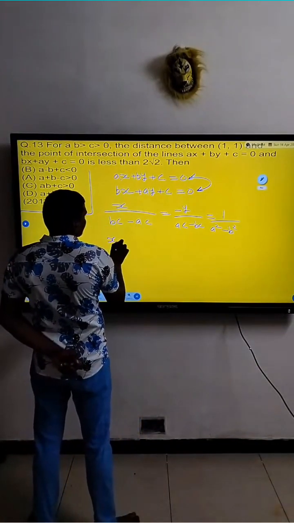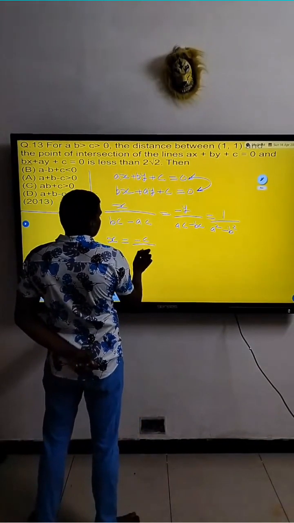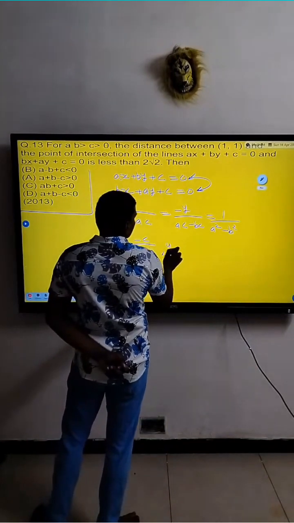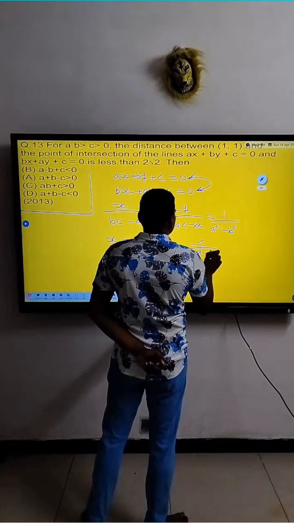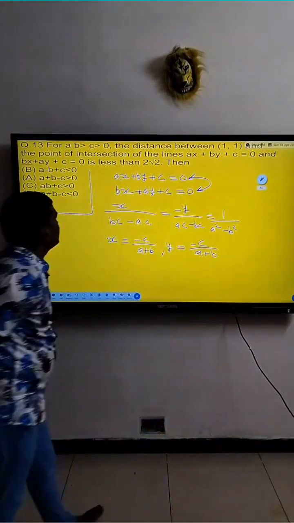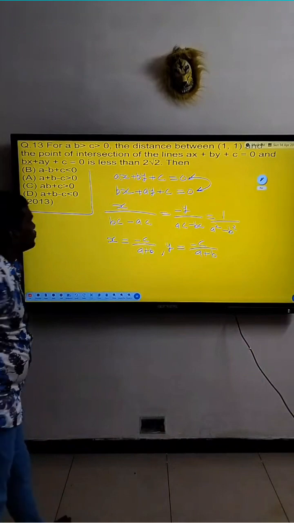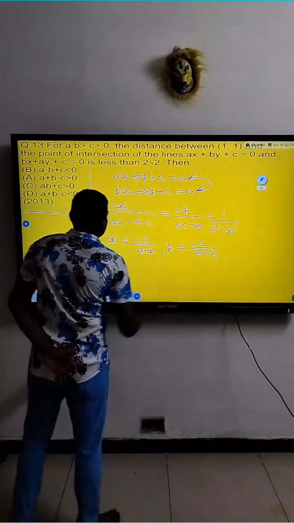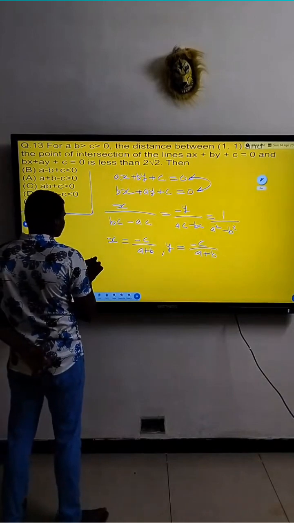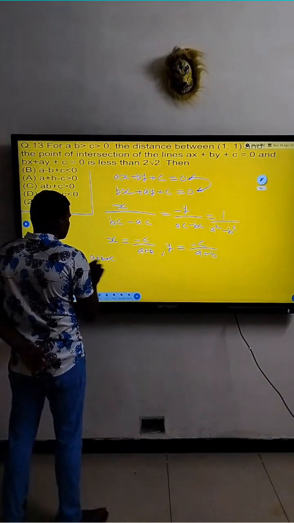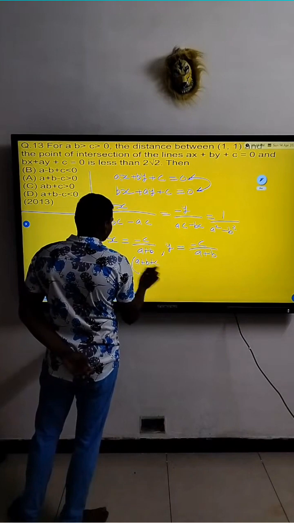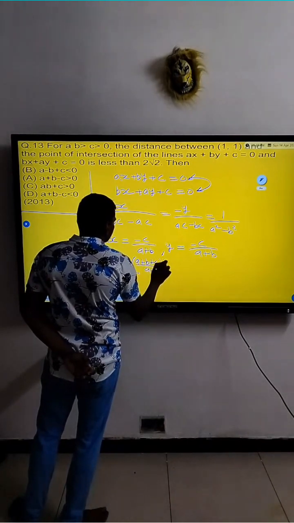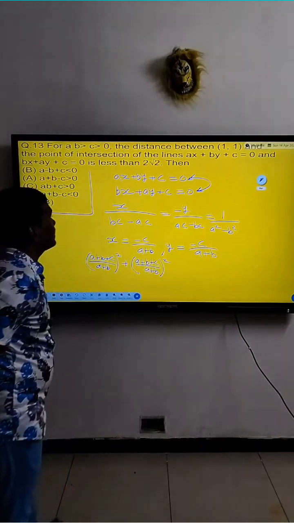Equate. x will be minus C by A plus B, y will be again minus C by A plus B, and they say the distance is less than 2 root 2. So find the distance from this point (1, 1). We will get (A + B + C) by (A + B) the whole square, and the distance is less than 2 root 2.